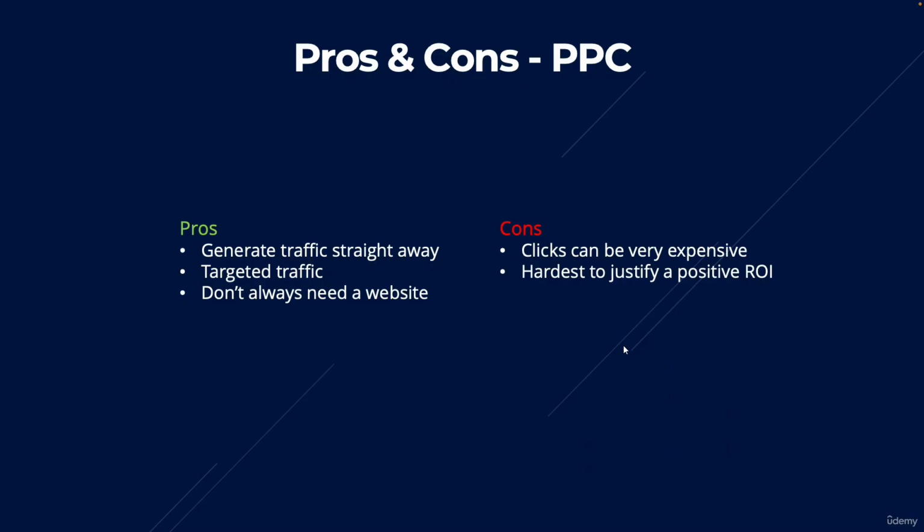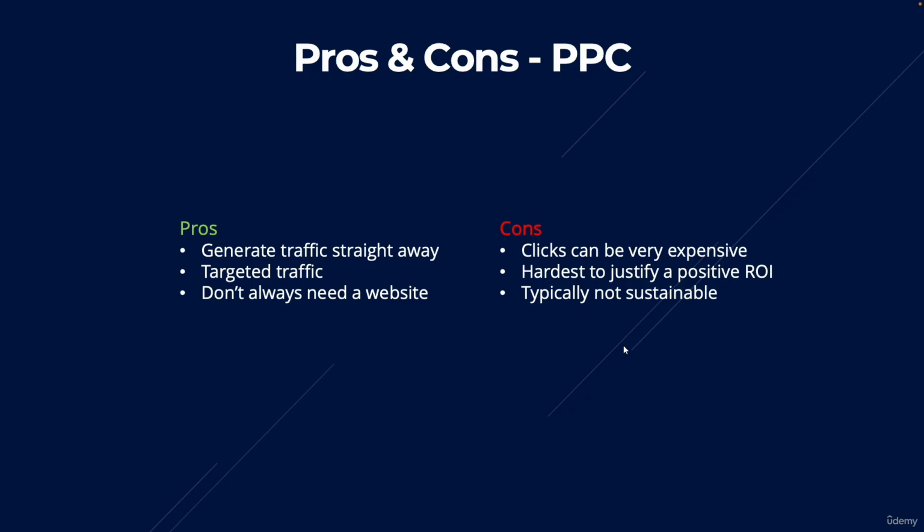The second con of PPC is that it can be harder to justify a positive ROI. And the main reason for this is because you'll generate sales from your affiliate website, which will be your revenue. However, you'll then have to deduct a massive amount, which is going to be the investment that you use to generate those clicks. So that can definitely eat into your margin and make it harder to justify an ROI.